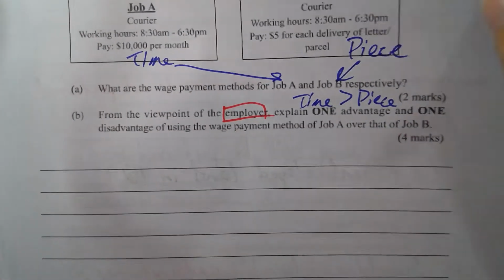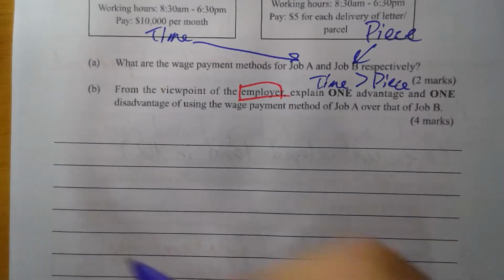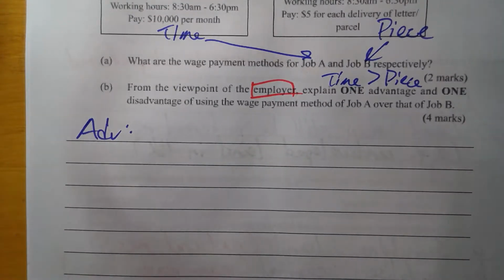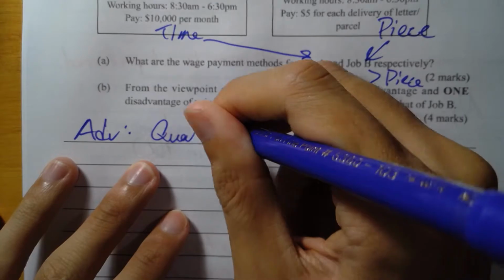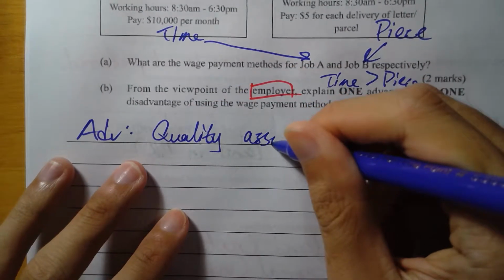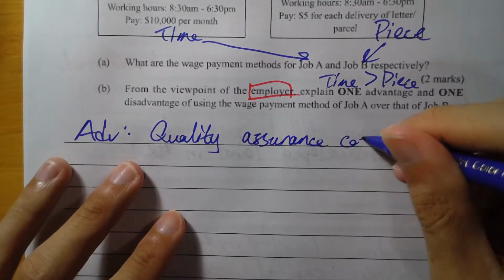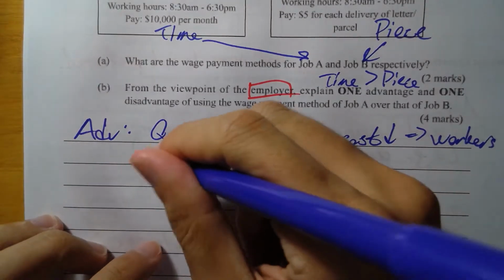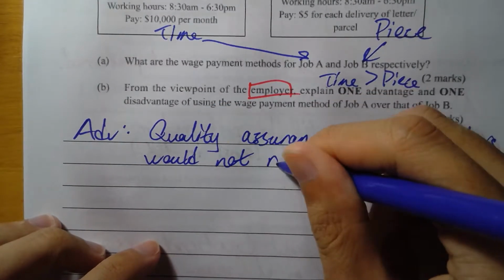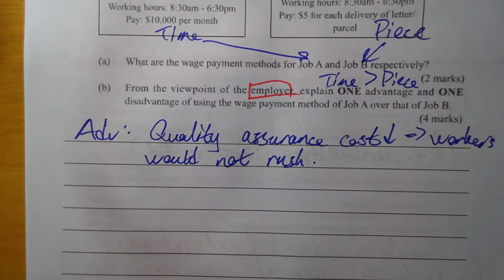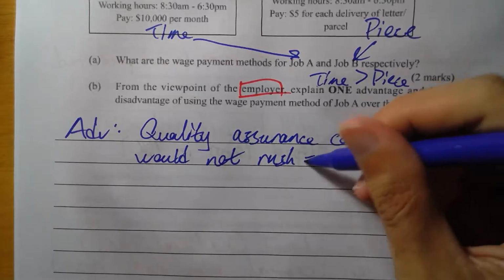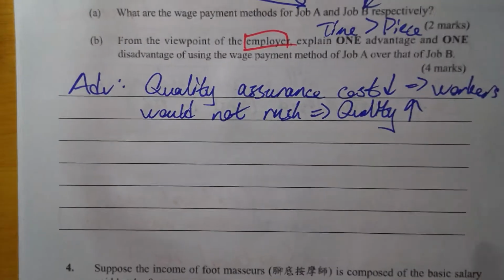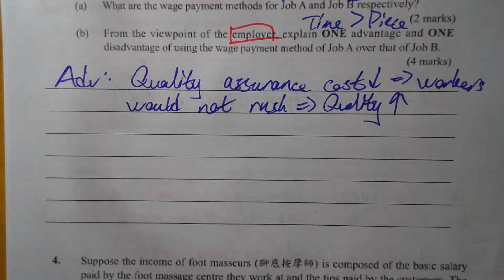Okay, now this one you can copy from your textbook. I just give you some example. For example, advantage. 好啦 time rate 有咩好處啊？For the employer, quality assurance cost would be lower, right? Because workers would not rush to finish it. 當佢唔趕住去做嘅時候 then quality would increase, right? This is one example. 嗱，當然仲有多啲啊 but just copy from your textbook. I don't want to spend too much time here.